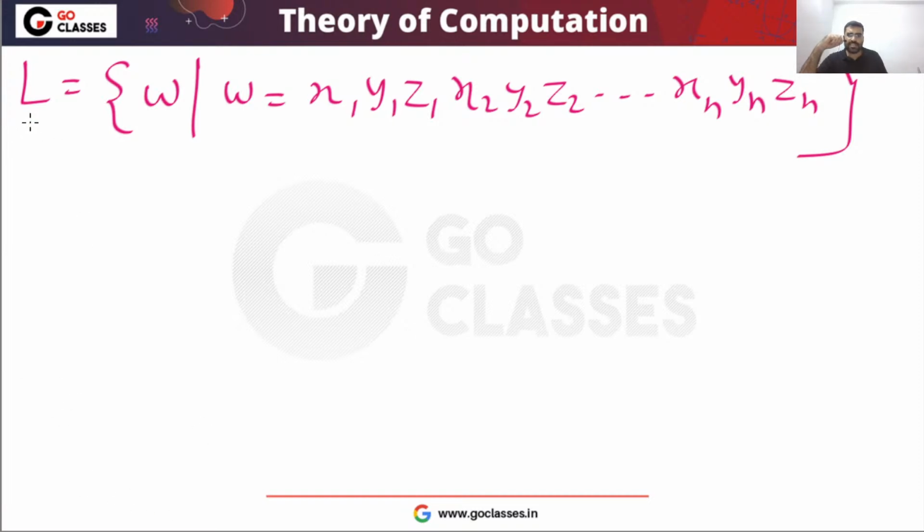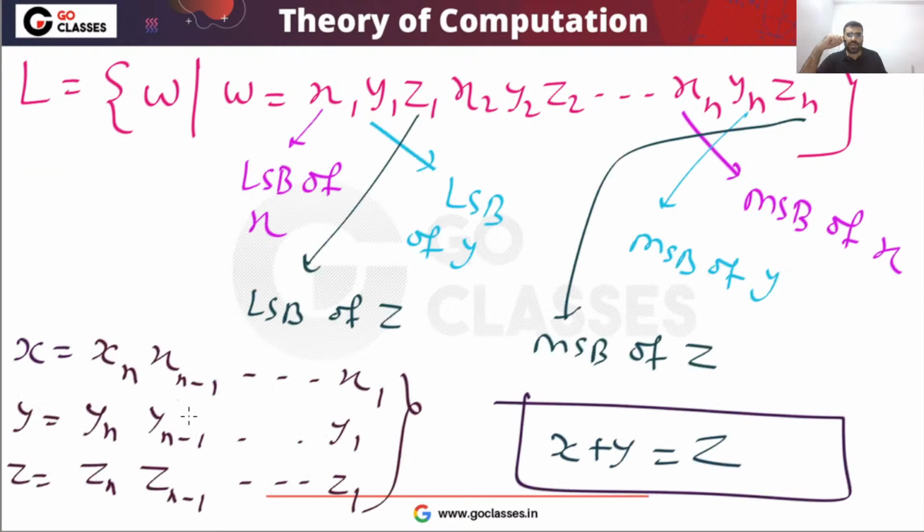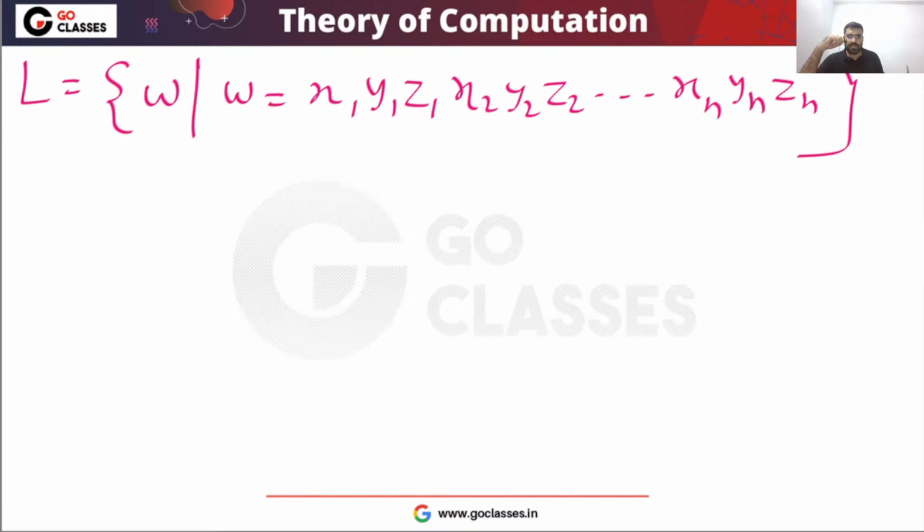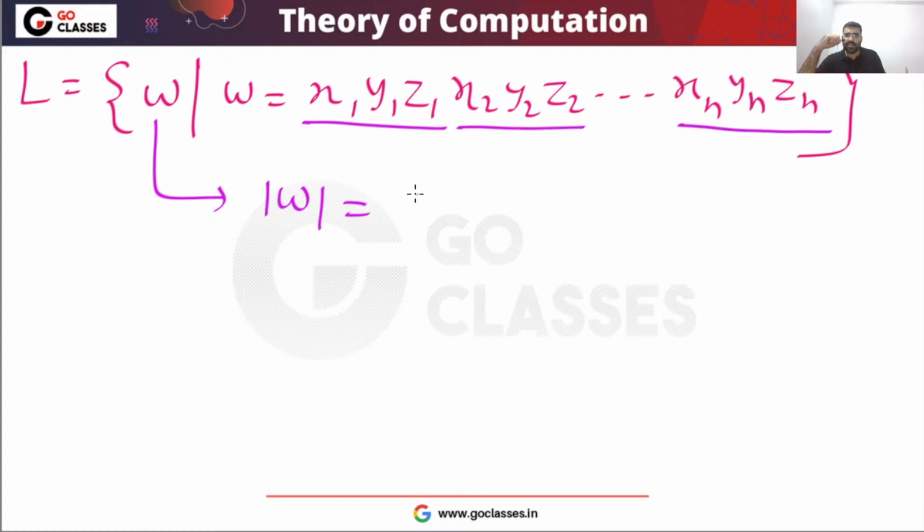First of all, you tell me, in this language L, what is the length of every string? You can notice the strings look like x1, y1, z1, x2, y2, z2, up to xn, yn, zn. So the length of every string is 3n, correct? The length of every string is 3n, where n is a natural number. The length is a multiple of 3.